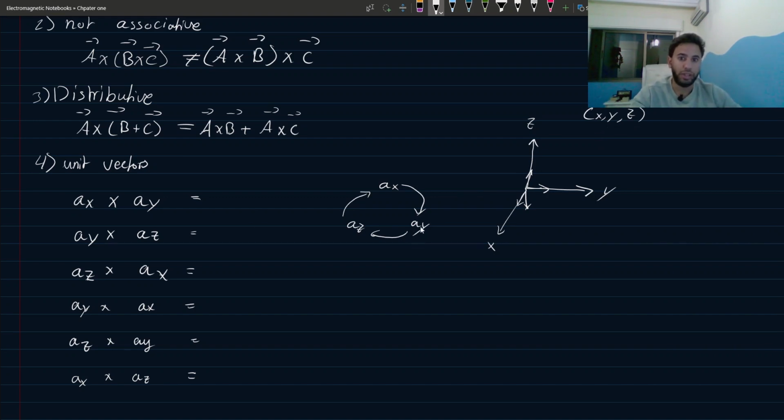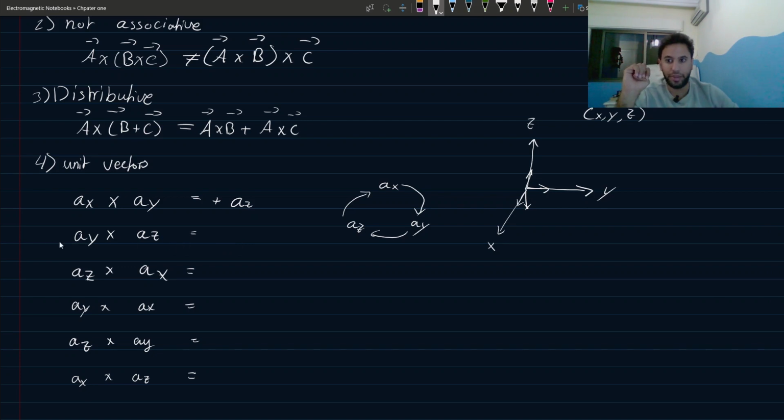So X to Y, Y to Z, and Z to X. That's the cycle. And then you look at what you want to multiply. AX cross AY. You look at the cycle. Is the order of multiplication with the arrow, with the flow, or is it against the flow? We look at AX cross AZ. It is with the flow of the arrows. Thus, we know that AZ will be positive.